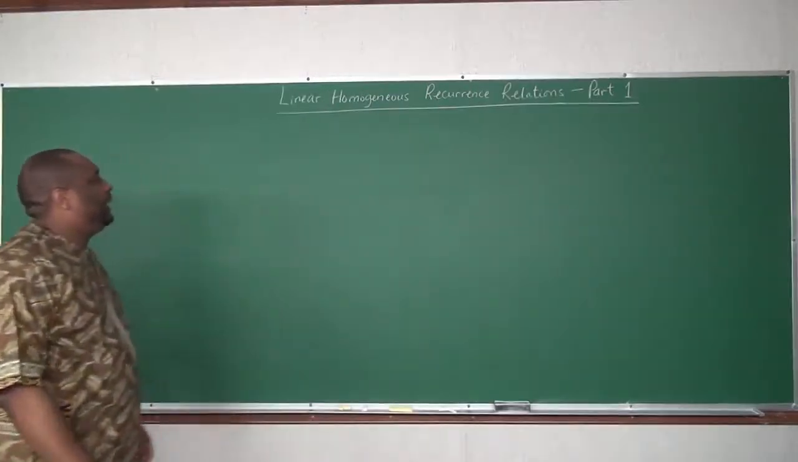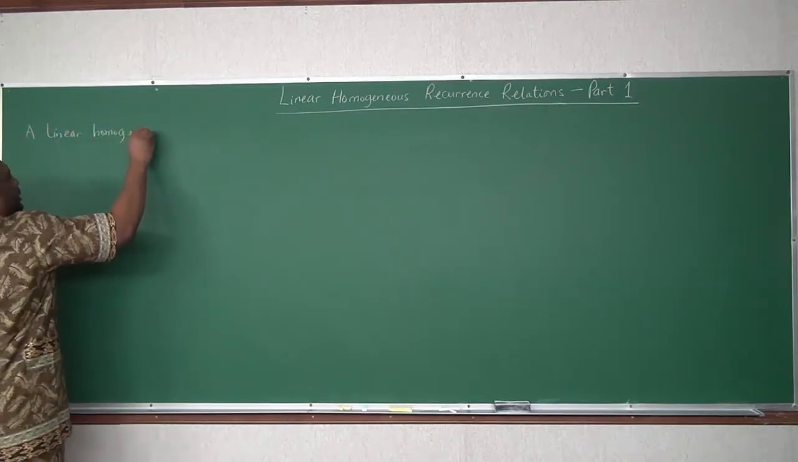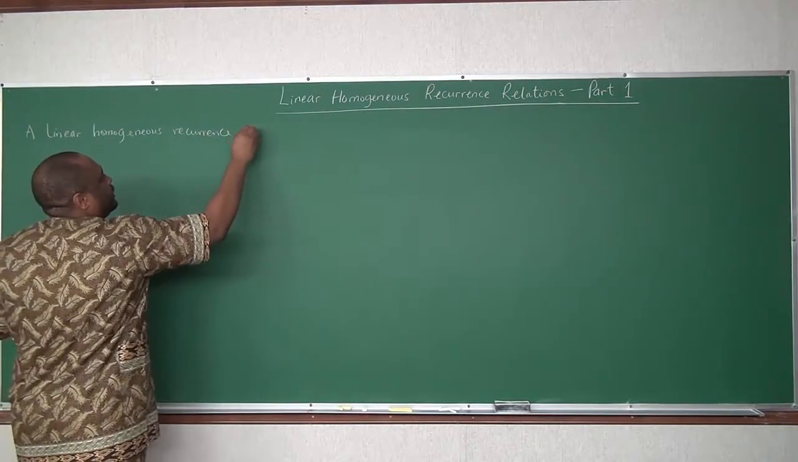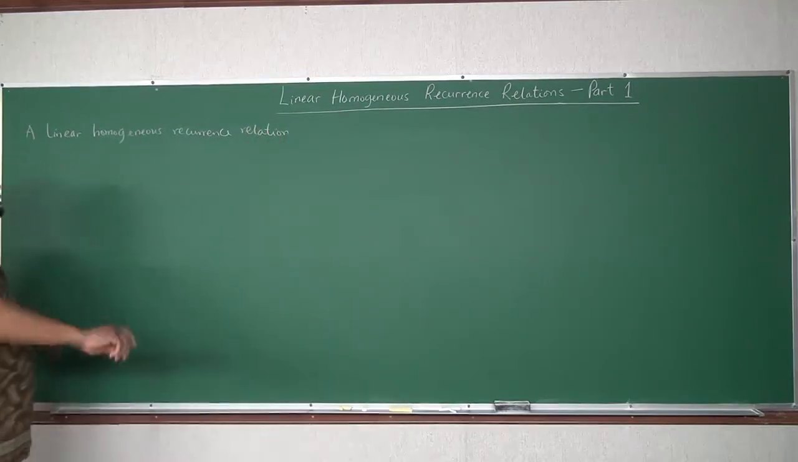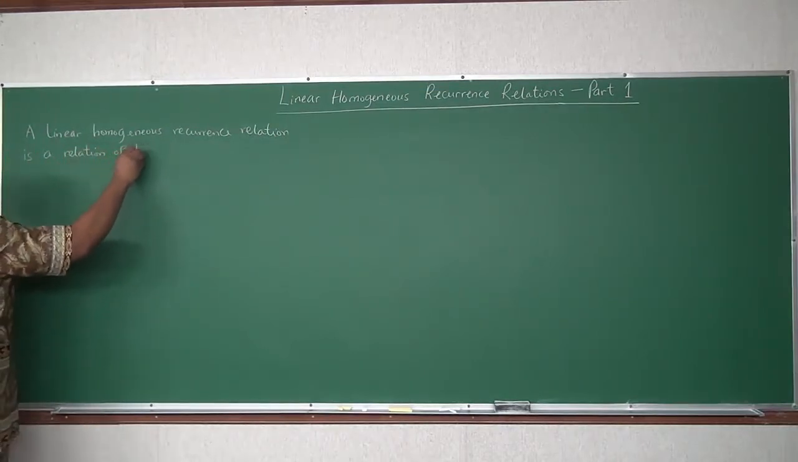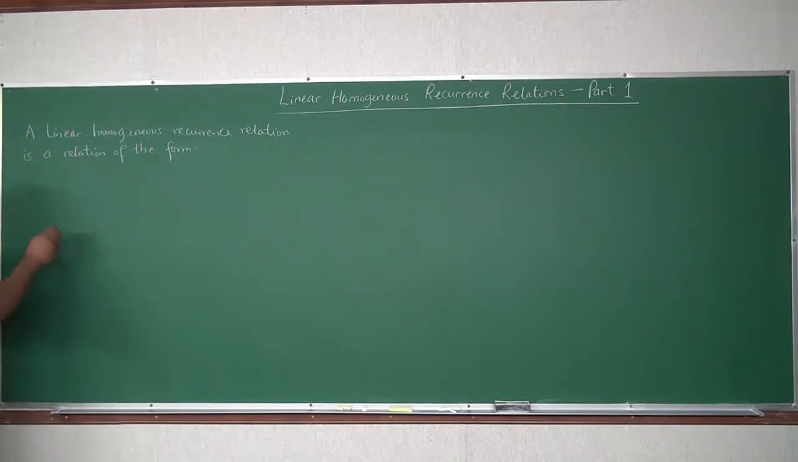We say that a linear homogeneous recurrence relation is a relation of the form, okay, it is a recurrence relation of the form: you have that the nth term, let's say a subscript n, the nth term of the recursion or recurrence. A recurrence relation is a recursive sequence.